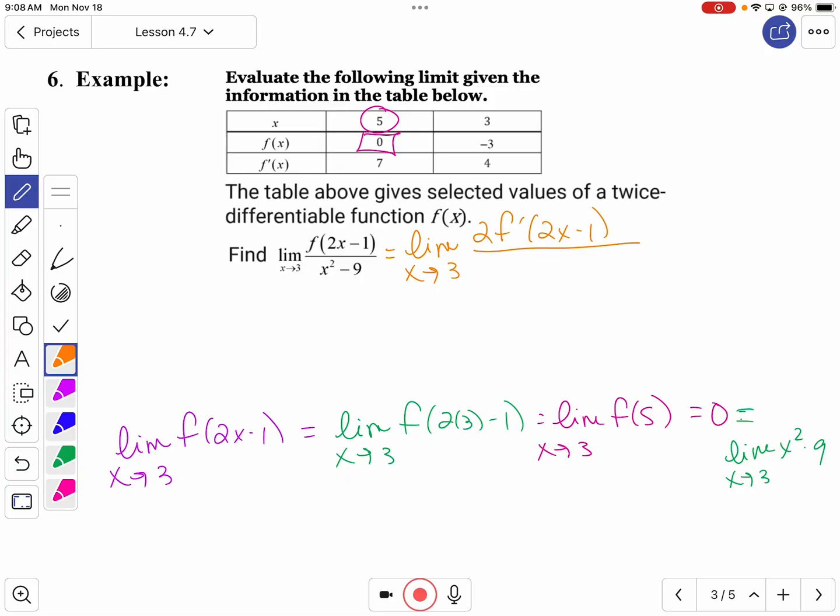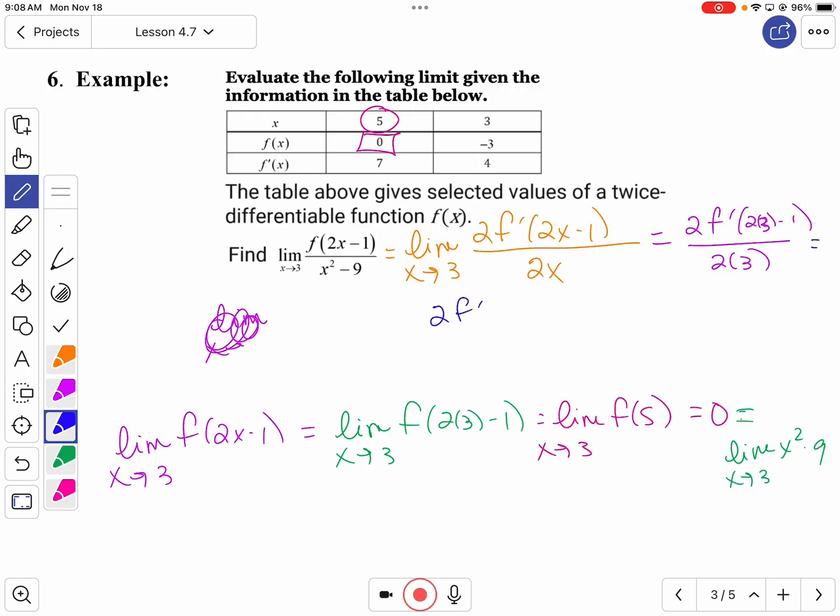And then the derivative of x squared minus 9 is 2x. And so now we're ready to substitute. I'm going to take the limit as x approaches, well, I don't need that anymore because I'm going to substitute. So 2 times f prime at 2 times 2 minus 1 over 2 times 3 minus 1, helps if you look at the number, over 2 times 3. So 2 times f prime at 5 over 6.